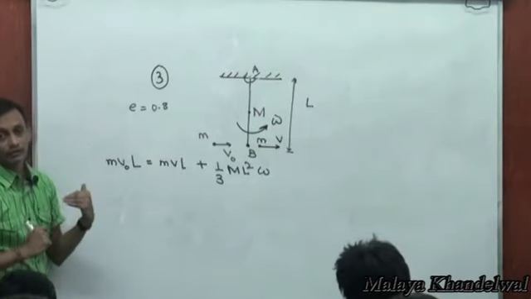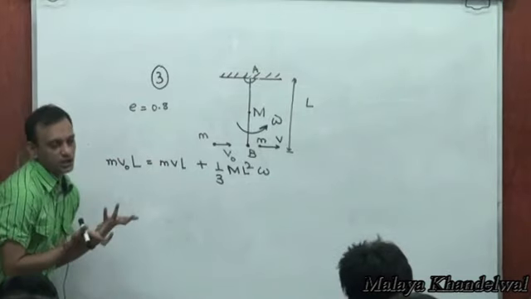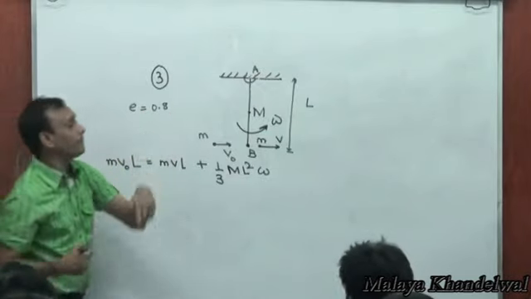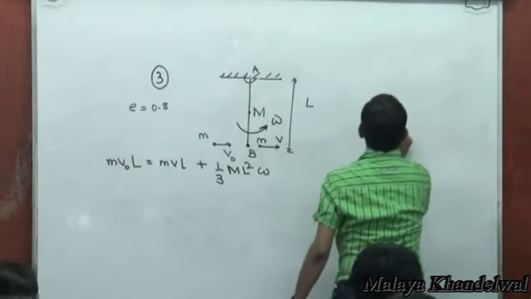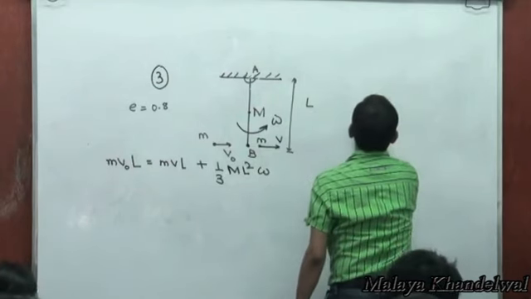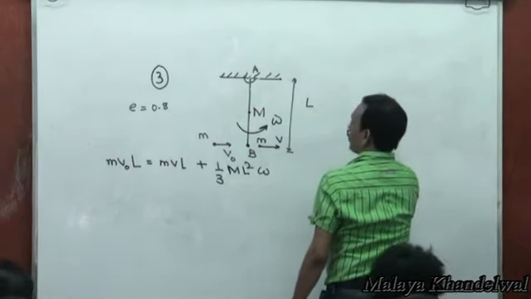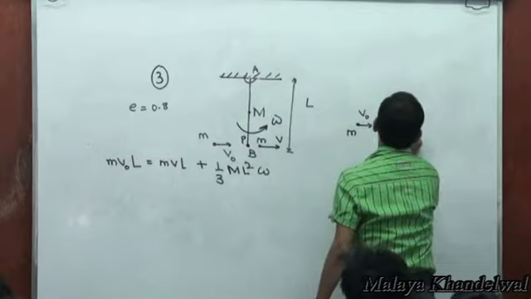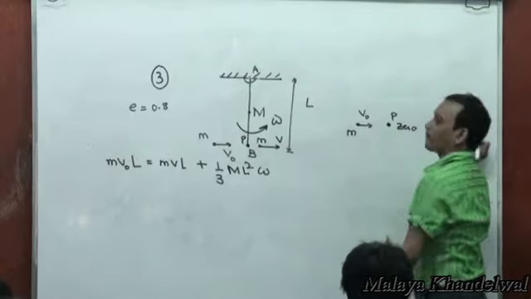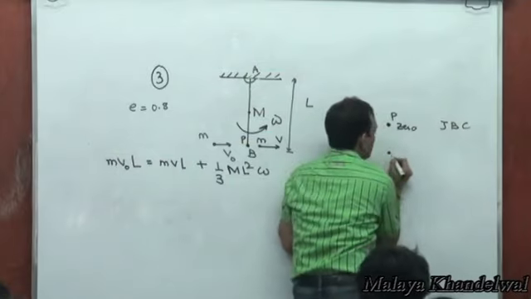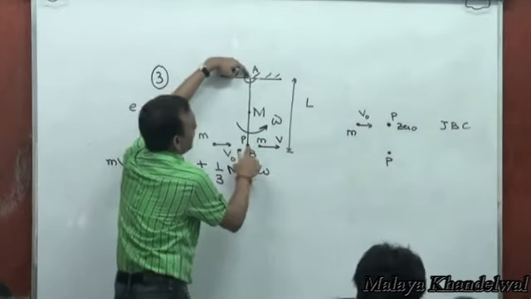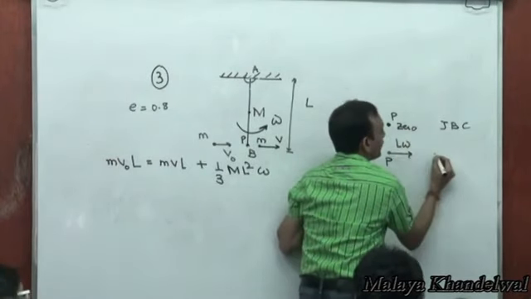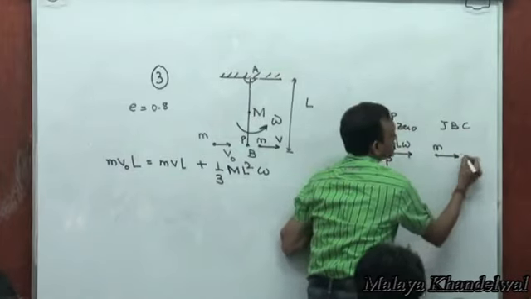There are two unknowns, v and omega. And obviously, I have one condition pending. The nature of collision, e is 0.8, has still not been deployed. So what I do is realize that just before collision, the sphere has a velocity v0, and the point of impact P has a velocity 0 just before collision, right? Just after collision, the point P would have a velocity L omega, whereas the sphere would have a velocity v.